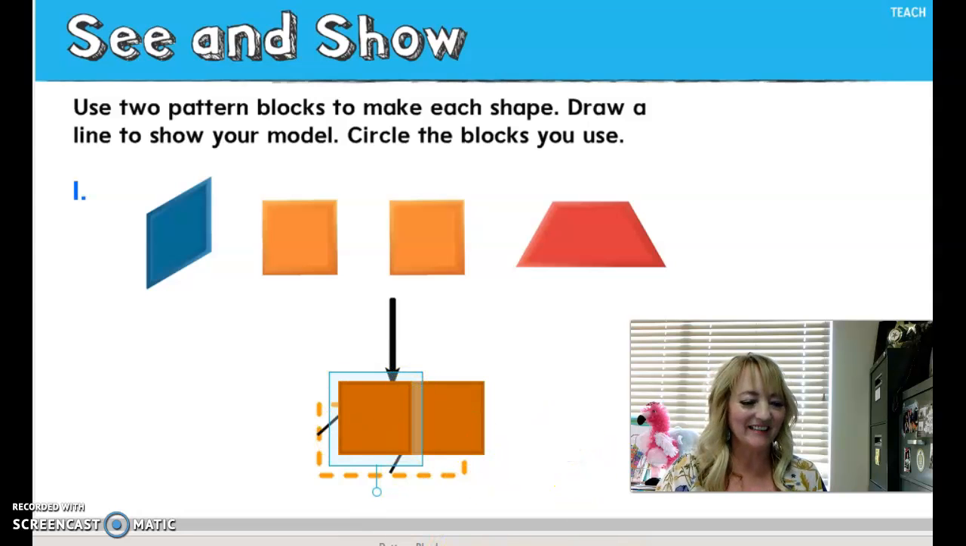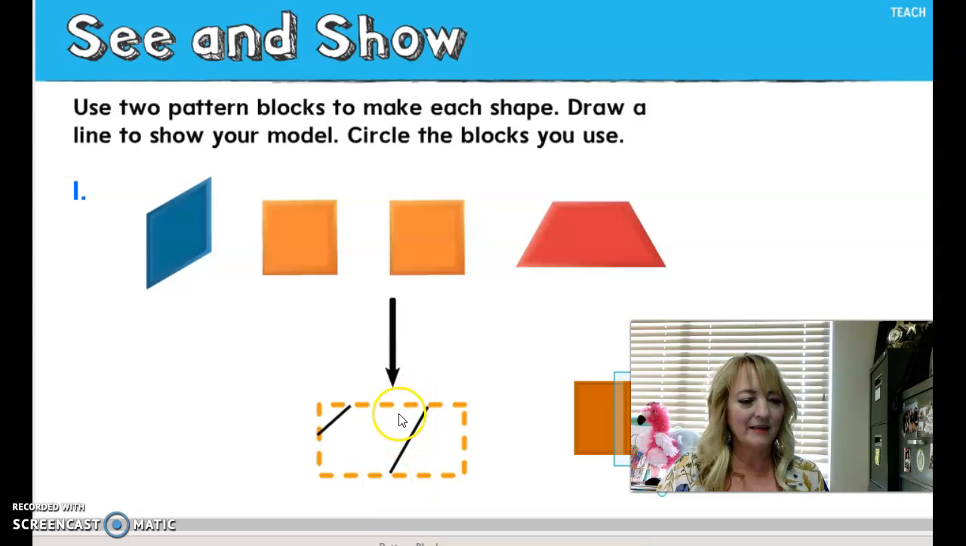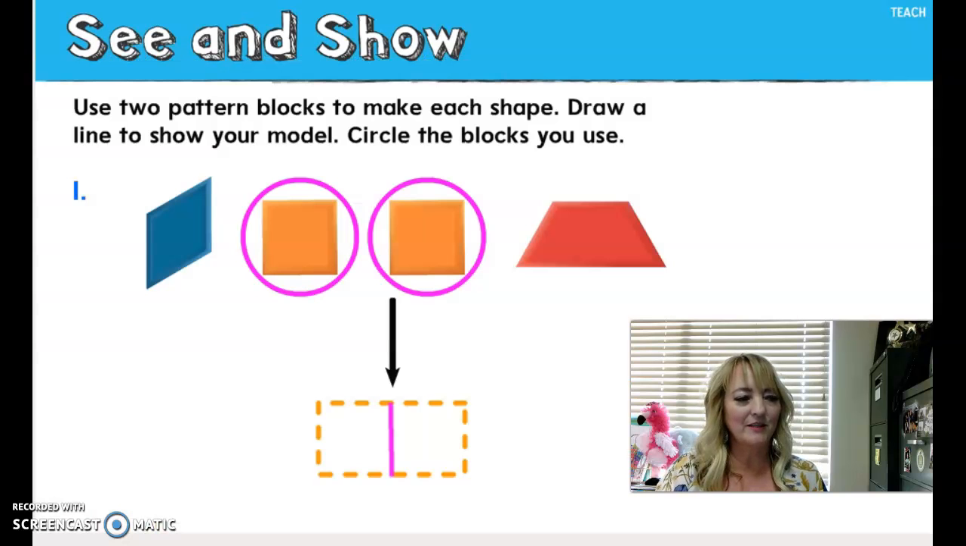It would, yeah. So what I'd like for you to do now is go ahead and draw a line down the center. Draw a line down the center of your rectangle to show that we used 2 squares. Ignore those parallel lines. Okay, great job. Let's go on to number 2.